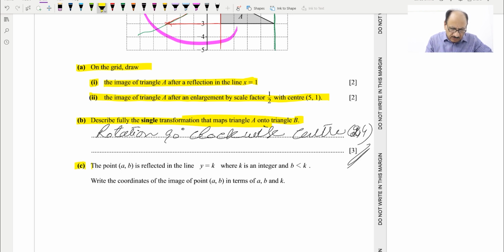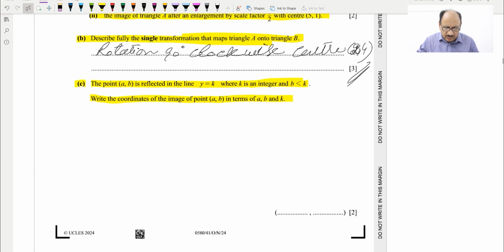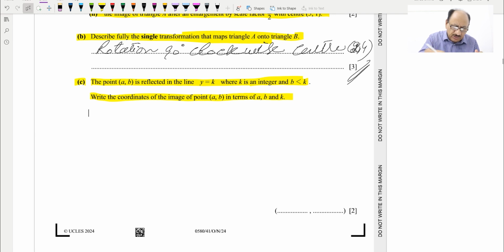The C part, the point A, B is reflected in the line y is equal to k, where k is an integer and b is less than k. Write the coordinates of the image of the point A, B in terms of a, b and k. So this is a little understanding is required. It's 2 mark question, but I need to explain this so that you can understand how we are reaching to the answer. Like for example, I'm drawing the coordinate axis like this one.